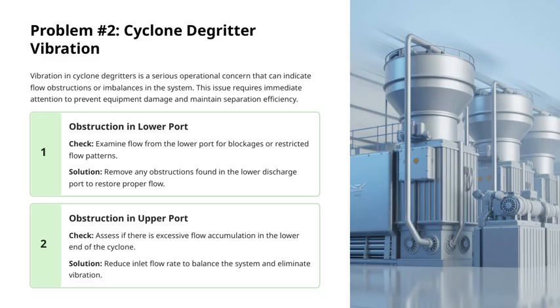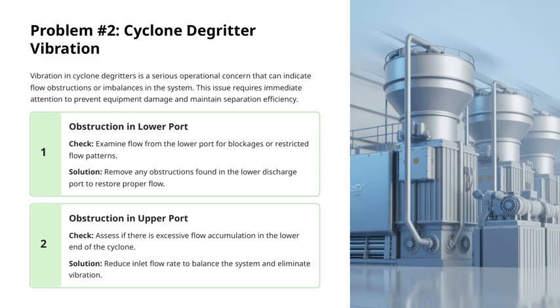First, one common cause is an obstruction in the lower port. When you notice vibration, it's important to check the flow coming from the lower discharge port. Look for any blockages or restricted flow patterns that might be causing the system to be unbalanced. If you do find an obstruction, the solution is straightforward. Remove it to restore proper flow.